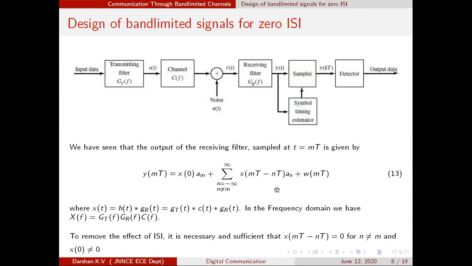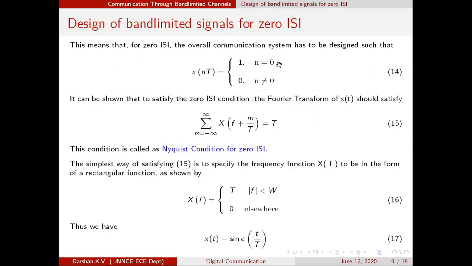To overcome the ISI, you make x of mT minus nT as 0, or in other words, you are making the samples of x of t as 0. Are you making all samples of x of t 0? No, you keep x of 0 as 1 and all other samples are 0. That has been written over here. The 0th sample is kept as 1 and all other samples are made 0. This is the condition for zero ISI.